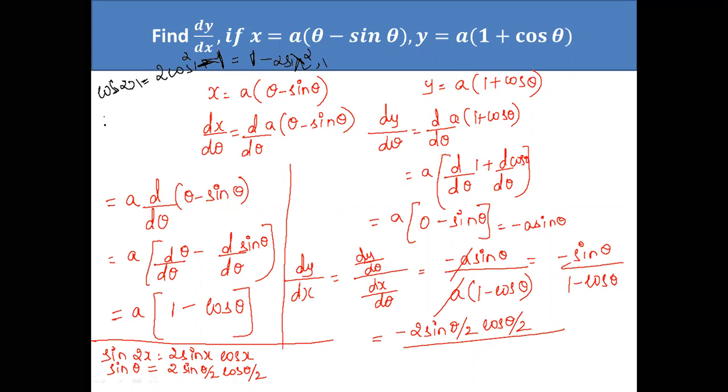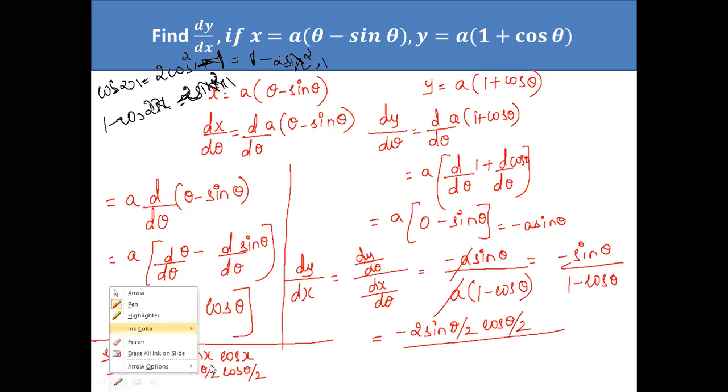So if I have 1 minus cos 2x, it is nothing but 2 sine square x. Here you can see we have 1 minus cos theta. So what should be the substitution, students?